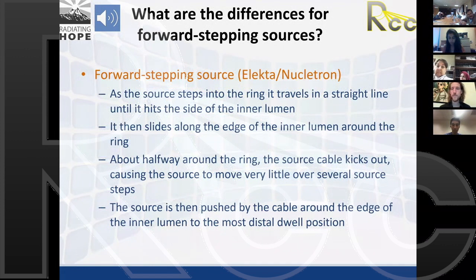So what happens with a forward stepping source in a ring afterloader? As the source steps into the ring, it tends to travel in a straight line until it hits the side of the inner lumen. The source then slides along the edge of the inner lumen around the outside of the ring. Around about halfway around the ring, you'll see the source cable will kick out, and this means that the source will move very little over several source steps. The source is then pushed by the cable around the edge of the inner lumen to its most distal dwell position.